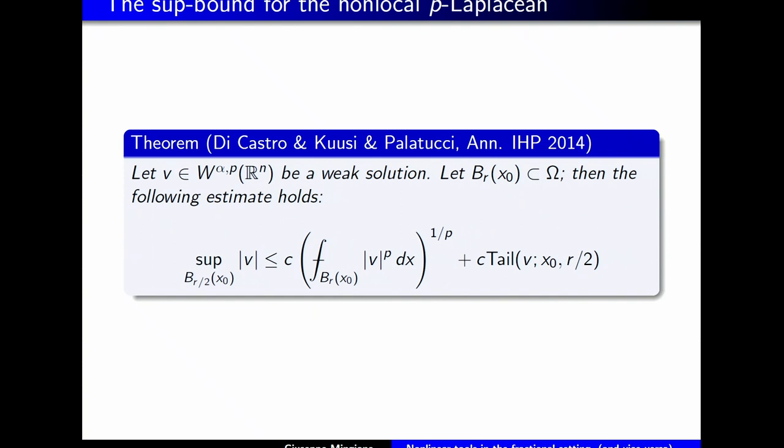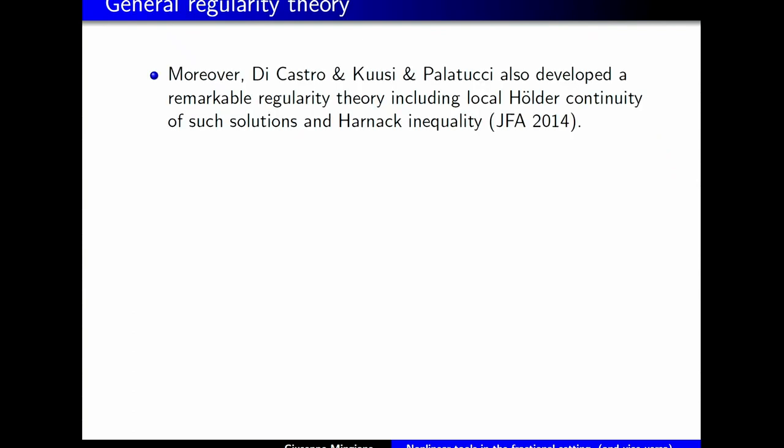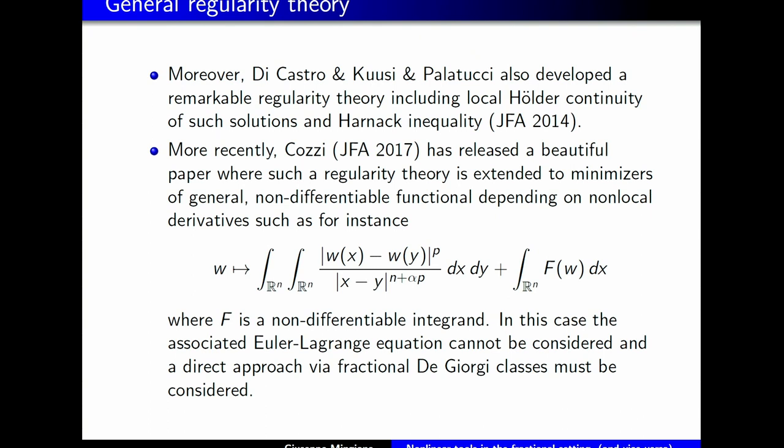Actually, let me make a brief sketch of the regularity for this p-Laplacian type operator and the status for this nonlinear operator. There's a beautiful theory by Di Castro, Kuusi, and Palatucci that also extends previous theory by Kassmann, where a full theory is presented: the sup estimate, the Hölder continuity, and even Harnack inequalities are proved for solutions to these problems. Then there's a more recent beautiful paper by Cozzi, where he extends this in a variational setting. The good thing of this paper is that it is given for minimizers of potentially non-differentiable functionals, because the functional F can be, for instance, just Hölder continuous. So you want to get regularity information not from the Euler-Lagrange equation, that might not exist at this stage, but directly from minimality.